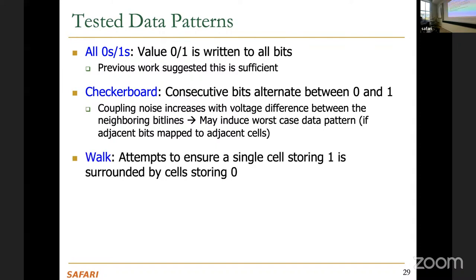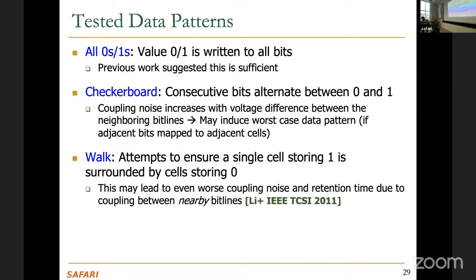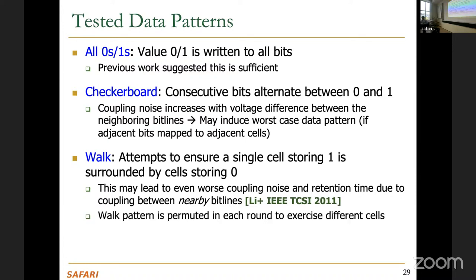So we also have a walk pattern, which attempts to ensure that a single cell storing 1 is surrounded by cells storing 0 to maximize the coupling. This may lead to even worse coupling due to coupling between nearby bit lines, as prior work also showed. And we permute the walk pattern in each round to exercise different cells. And the paper discusses that permutation.